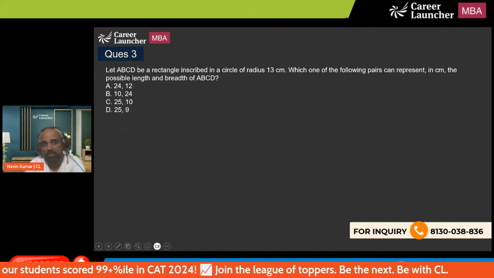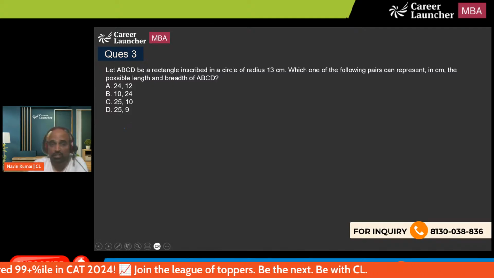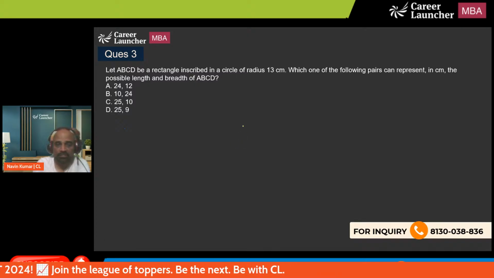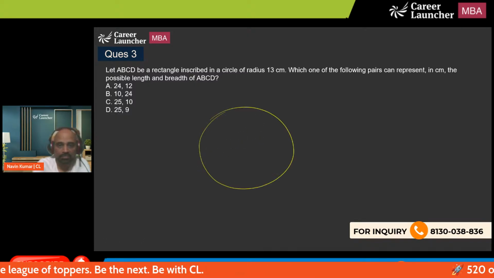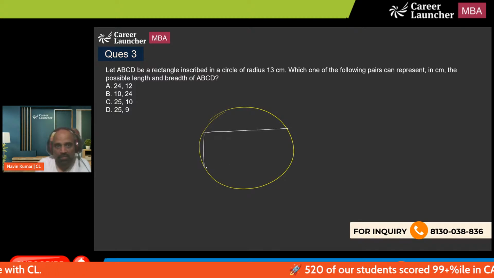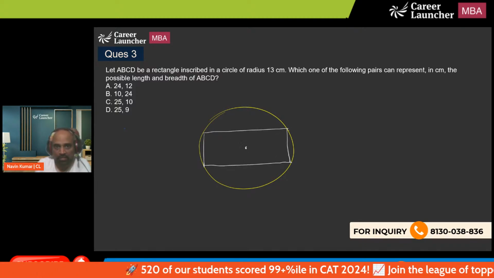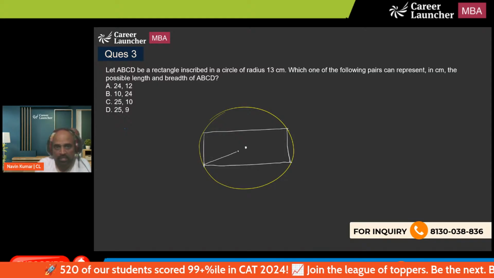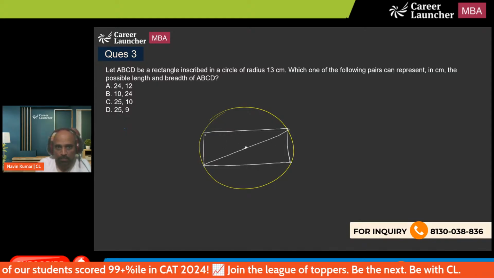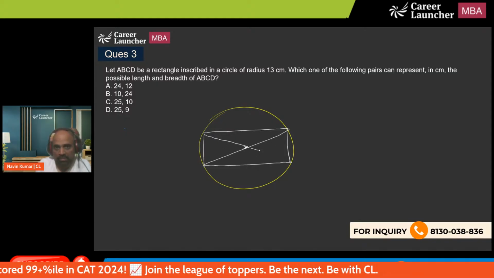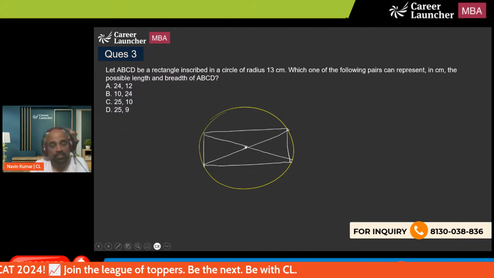Next, let ABCD be a rectangle inscribed in a circle of radius 13 centimeter. So we have a circle with radius 13 and there is going to be a rectangle. Now the rectangle has to be the one where the center is going to be the meeting point of the diagonals of the rectangle. That's how rectangles are drawn inside a circle.